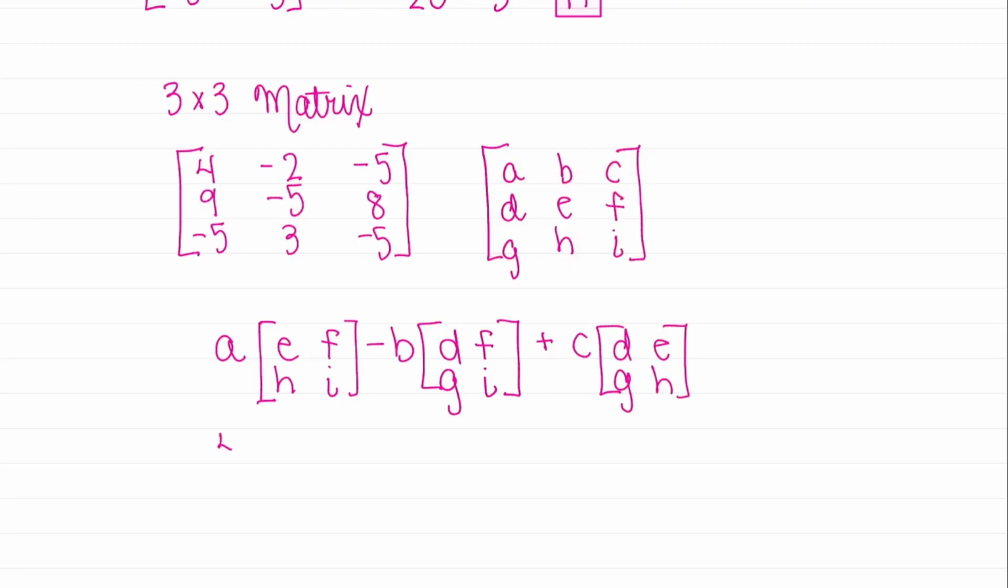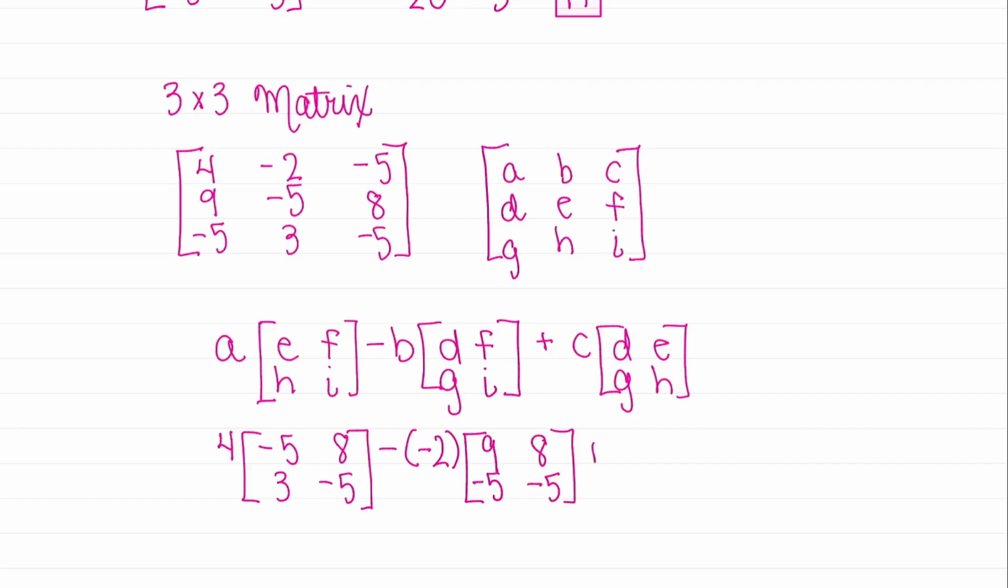Okay, now let's go ahead and fill in our values. So we're going to have 4, then -5, 8, 3, -5, minus -2, D is 9, F is 8, G is -5, and I is -5. C is -5, and then we have D, which is 9, E is -5, G is -5, and H is 3.